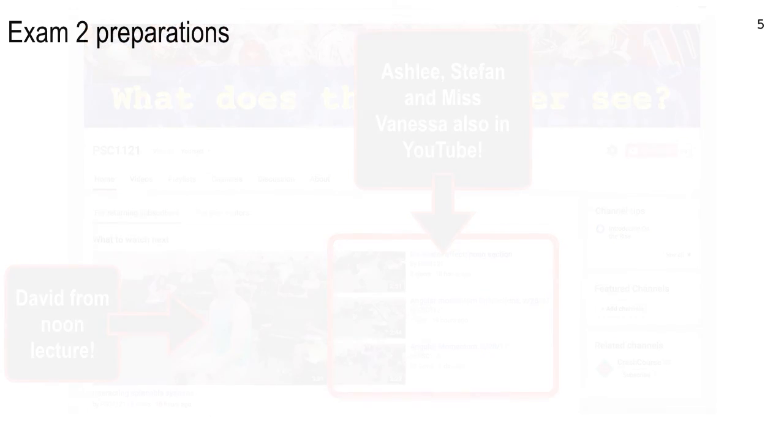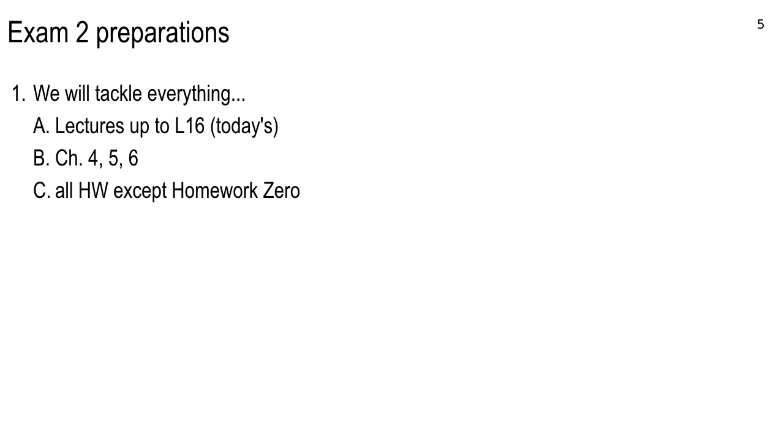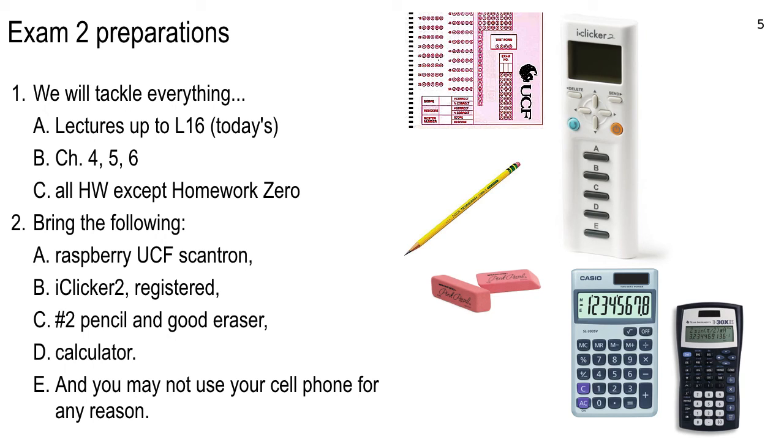All right, about exam 2, a few comments. Just be ready for everything. In other words, lectures up to and including today's, lecture 16, roughly chapters 4, 5, and 6. But in reality, we're not going to stop talking about F equals ma for the rest of the semester, or velocities. So effectively, it goes all the way back to the beginning. All the homework except homework 0, of course, is basis for studying.